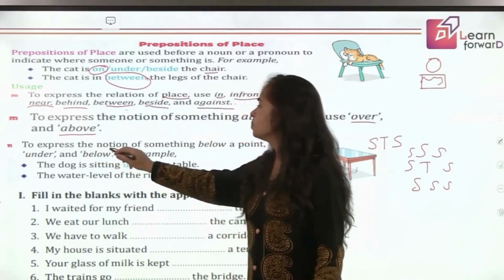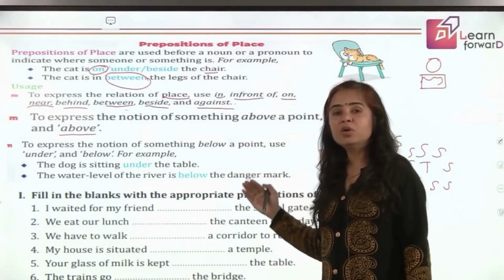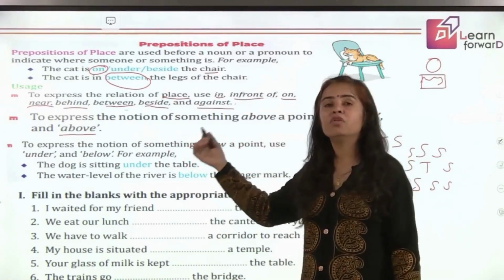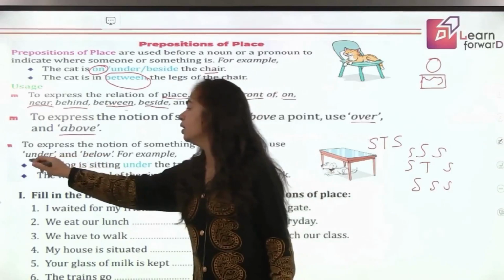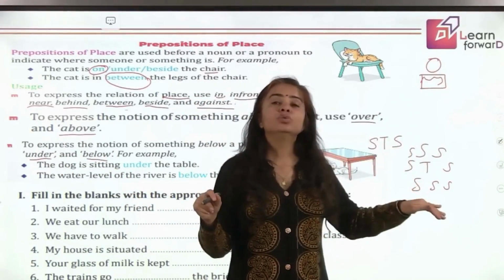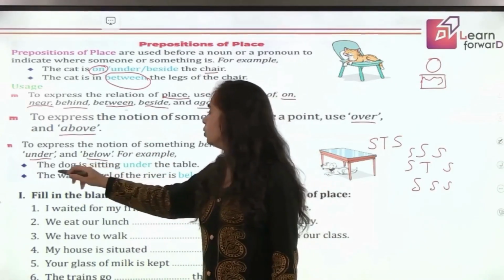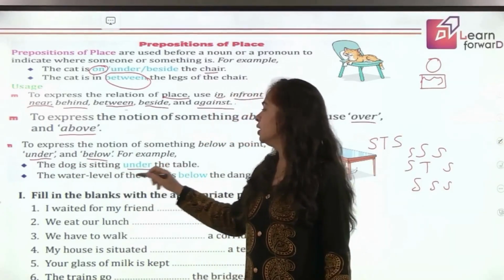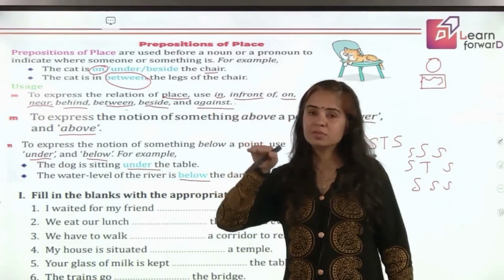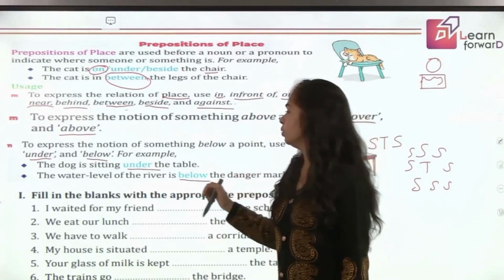Okay, to express the notion of something below a point, just like when it is above the point we use over and above, for something below, we use under and below. So we can say the scenery is below the clock and the shoes are under the table, right? So that shows the below. The dog is sitting under the table. The water level of the river is below the danger mark. So it is below. On the same level, when we are comparing, we use above and below.